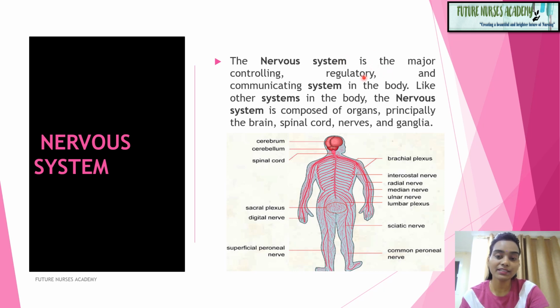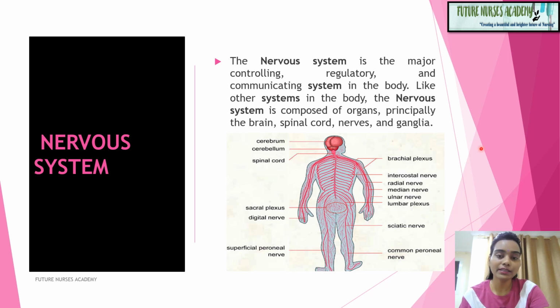The nervous system is the major controlling, regulatory mechanism and communicating system in the body. Controlling means which controls. The nervous system is a communication pathway in our body. Like other systems in the body, the nervous system is made up principally of the brain, spinal cord, nerves and ganglia.